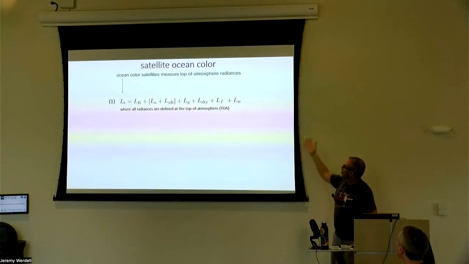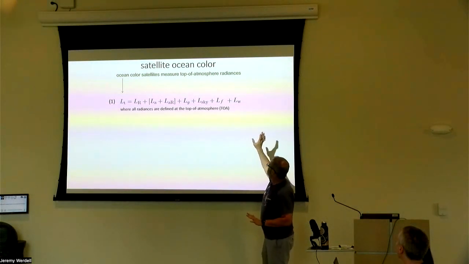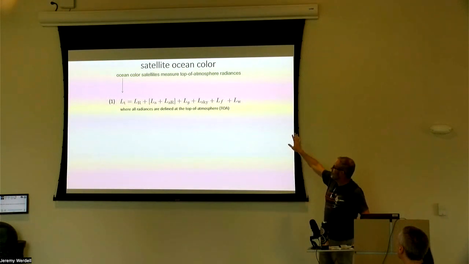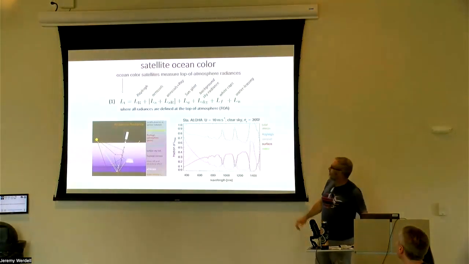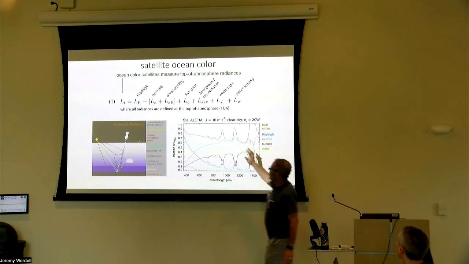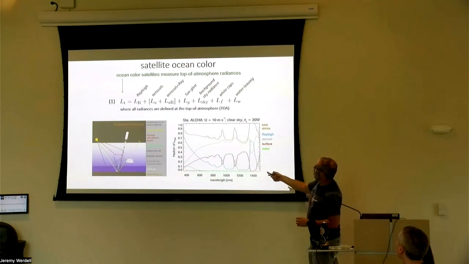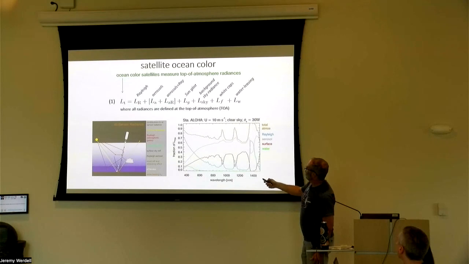Okay, so we measure top of atmosphere radiances. This is going to be the first slog through an equation, but it has a purpose. This is probably the simplest explanation of it. And right now, everything we're defining up here, L is radiance, is me defining it at the top of the atmosphere. So you have Rayleigh scattering, so air molecules. You have aerosols. You have how aerosols interact with molecules of air.